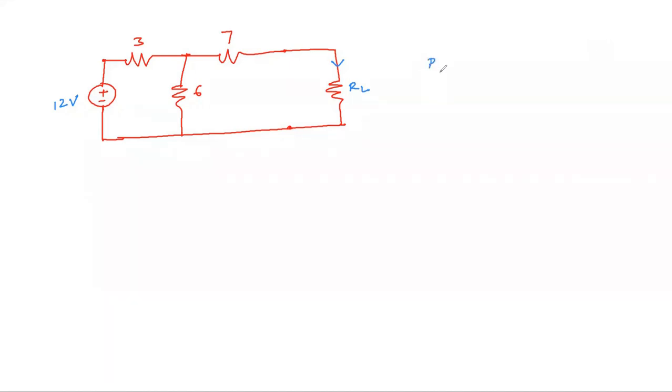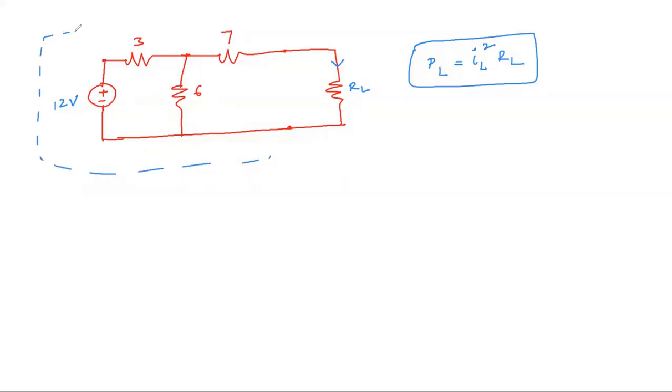Okay, so power in the load resistance RL, what you get, this is IL square RL. This is how you get. So in order to get IL, first we have to apply Thevenin's theorem to this network A. Network A only. We have to apply Thevenin's theorem.